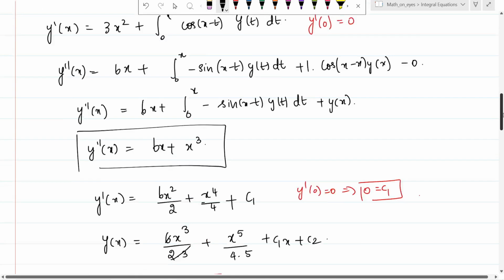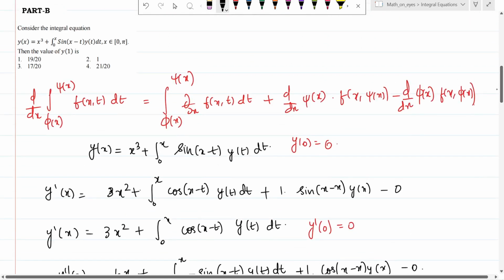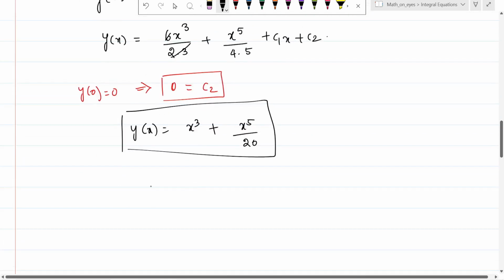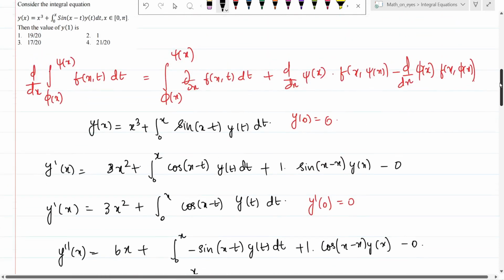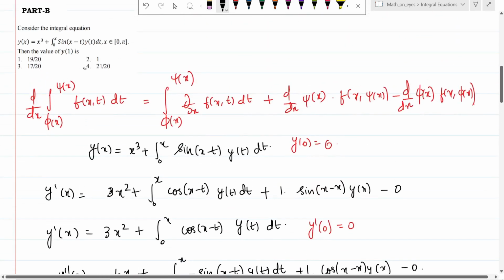What was the question? The question is, what is the value of y of 1? y of 1 is equal to 1 plus 1 by 20, which is equal to 21 by 20. That is the answer. So the correct answer is option 4.